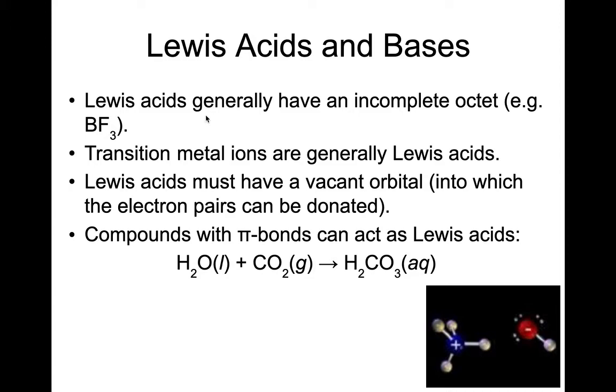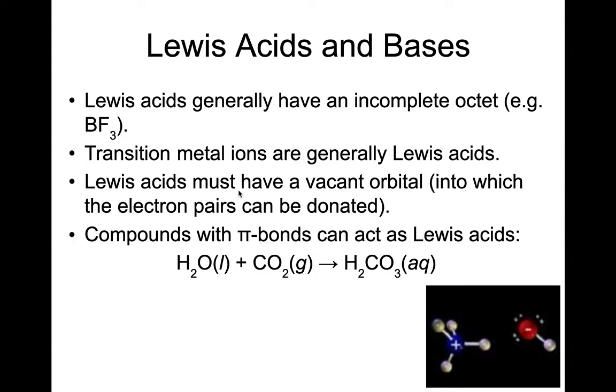A Lewis acid generally has an incomplete octet somewhere. So BF3, if you remember when we drew those Lewis structures, the boron had an incomplete octet. It had 6 valence electrons on it. That would be a Lewis acid. Transition metal ions are also typically Lewis acids.